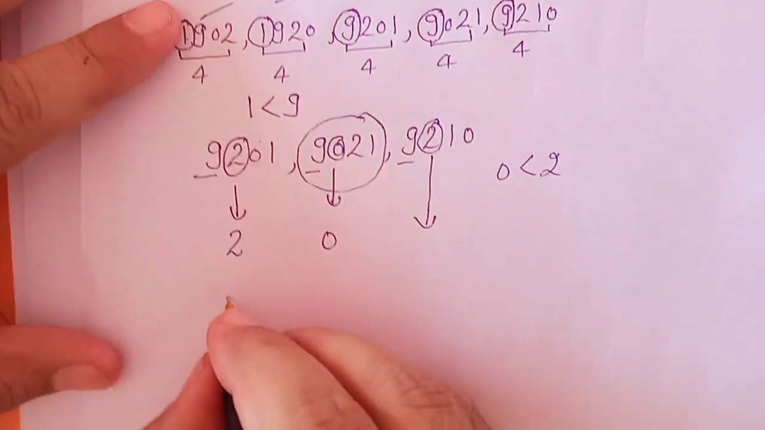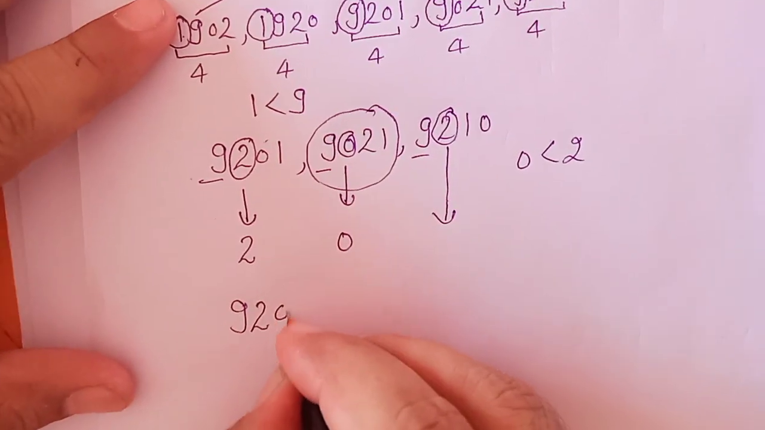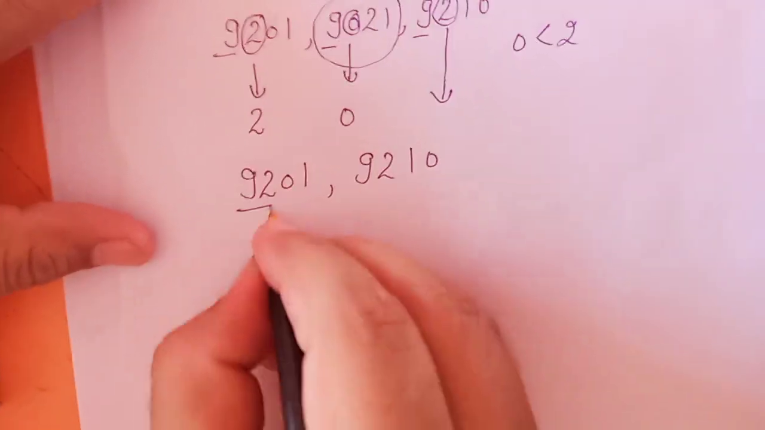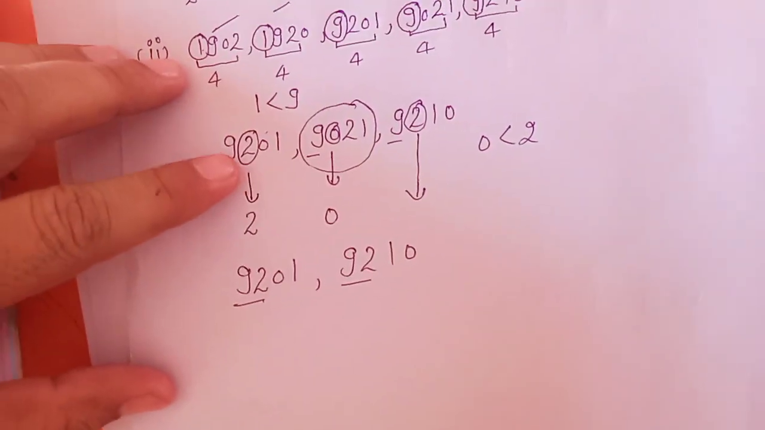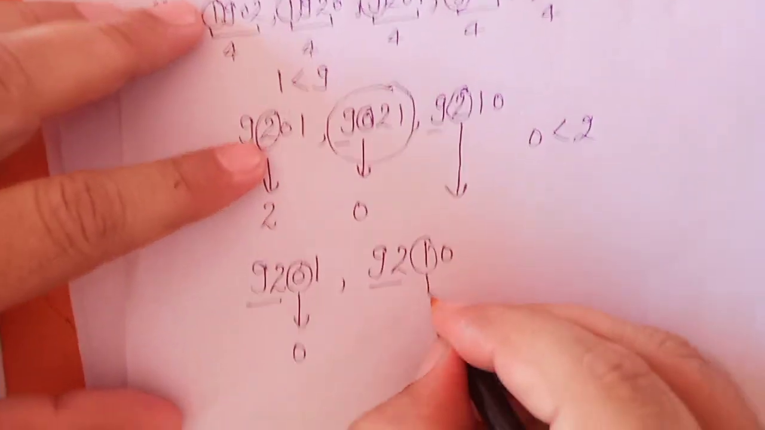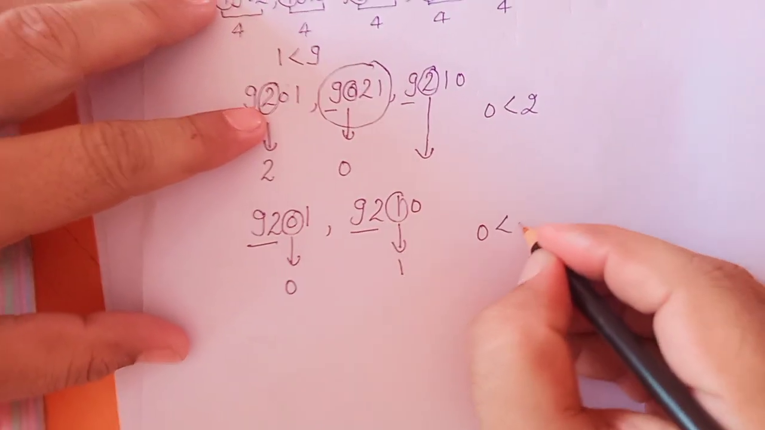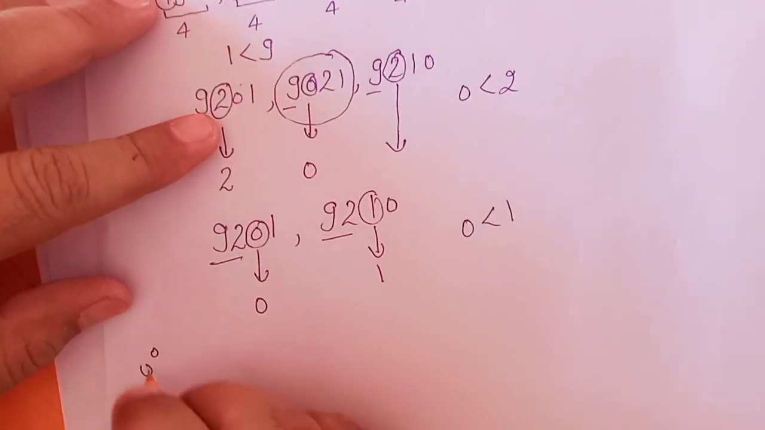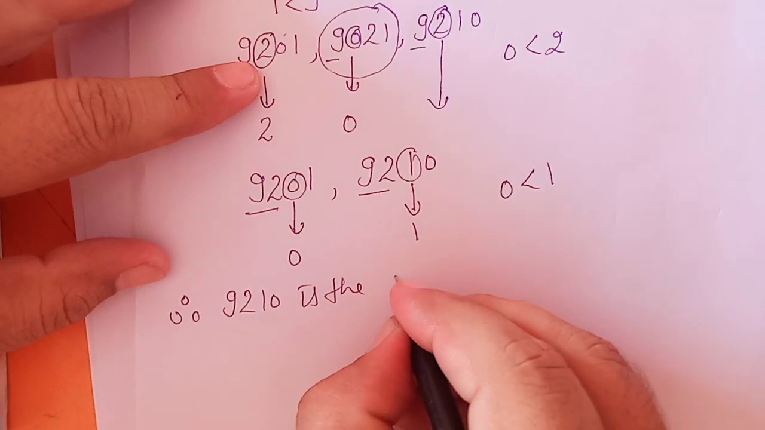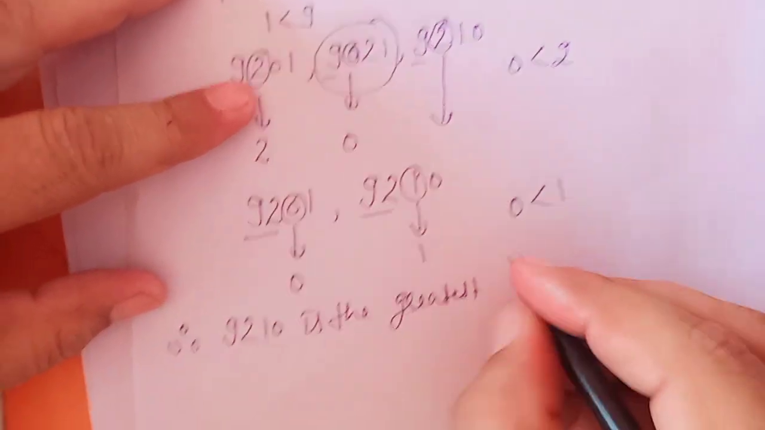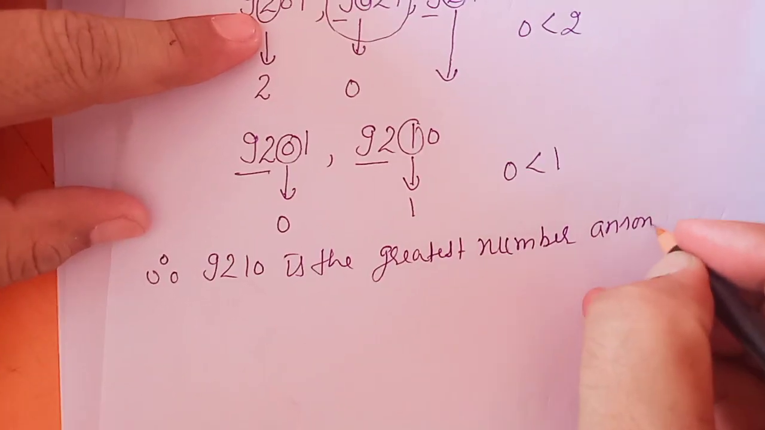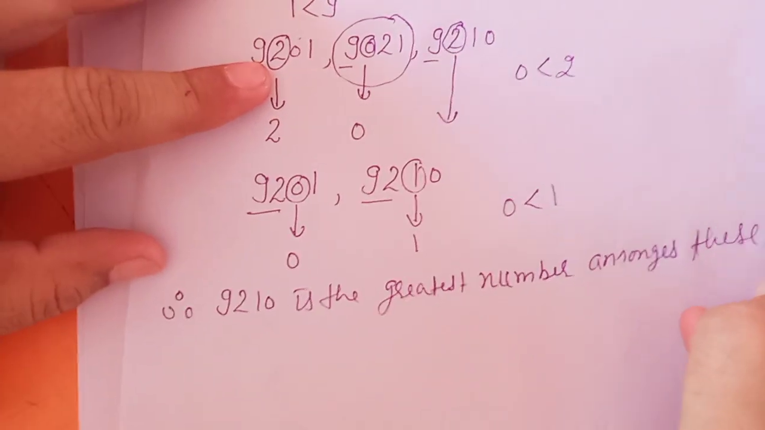Now compare these two, 9201 and 9210. The first 2 digits are the same. So come on, compare which digit? The third digit. Here is what? 0 and here is what? 1. So 0 is less than 1. So therefore 9210 is the greatest number amongst these. Understood or not?